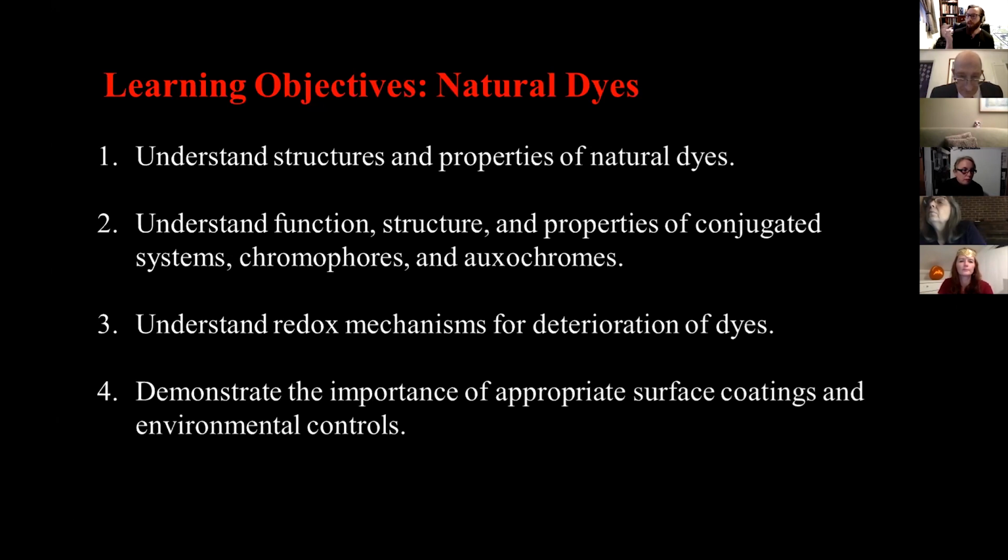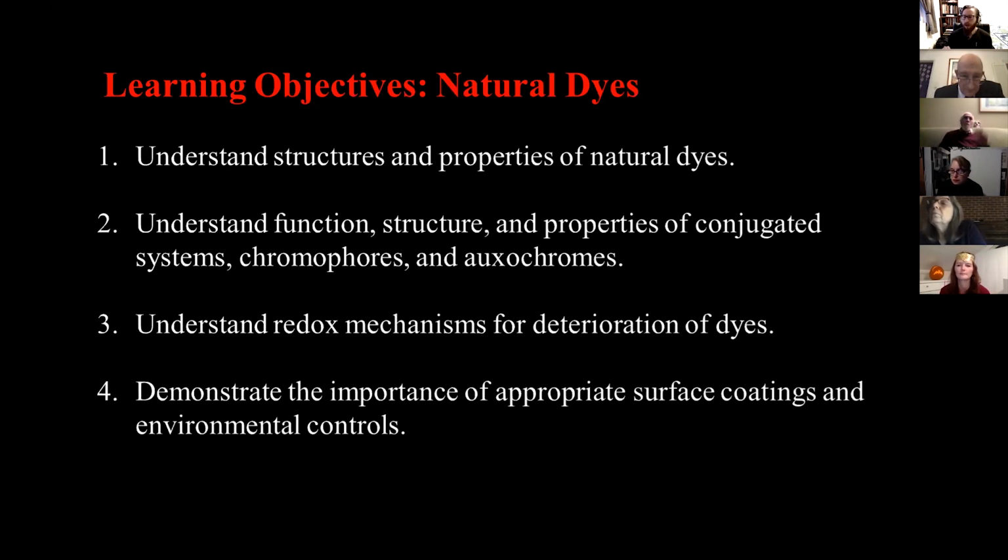So we're going to first, before we get into the deterioration of the dyes, understand the structure, because we can talk about reaction mechanisms all day, but if we don't understand the structure, it doesn't help us that much. We're going to talk about what makes a dye a dye. So we're going to talk about conjugation, chromophores, auxochromes, and we're going to then look at the redox mechanisms, which are a big cause for the deterioration of dyes.